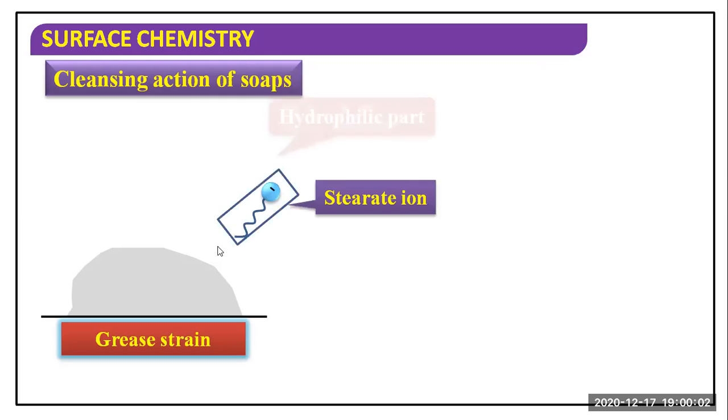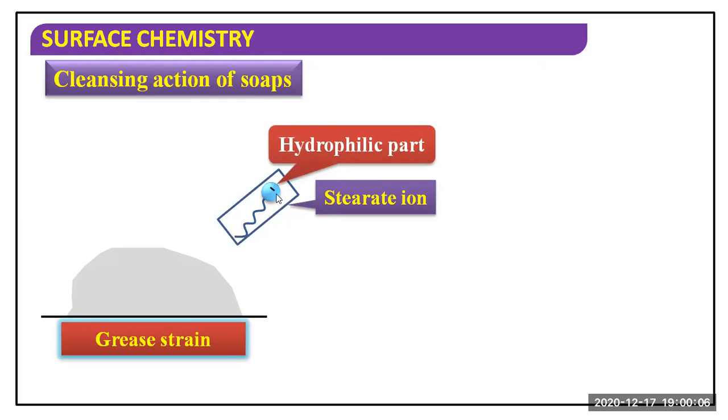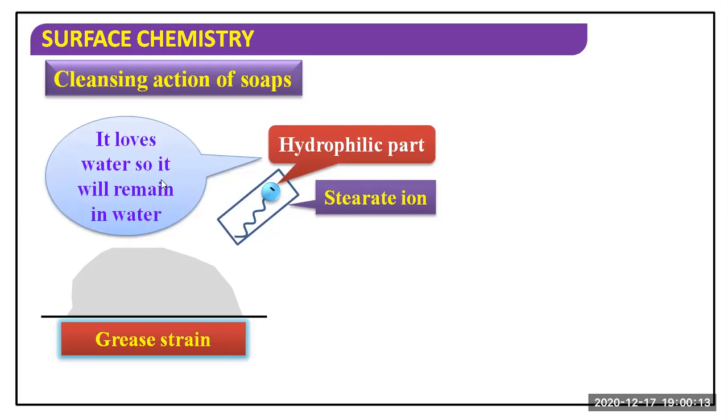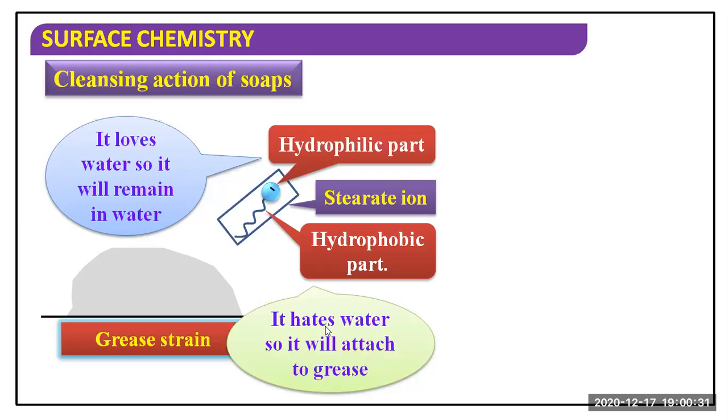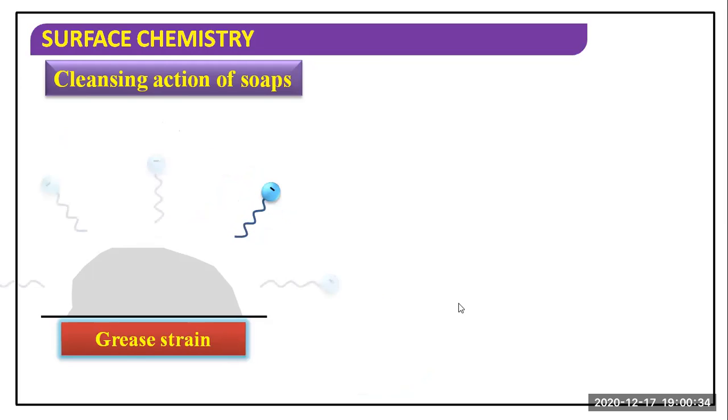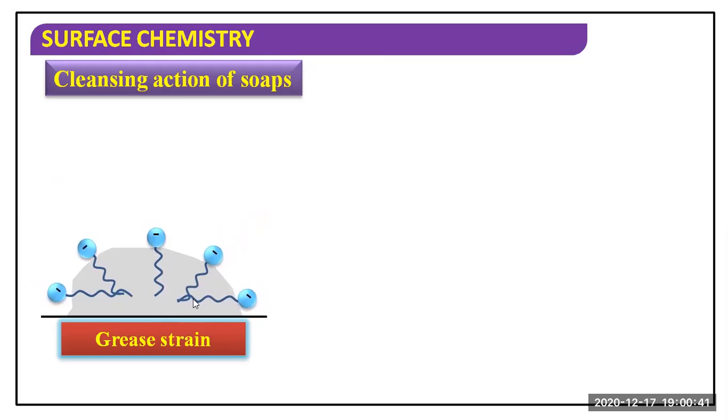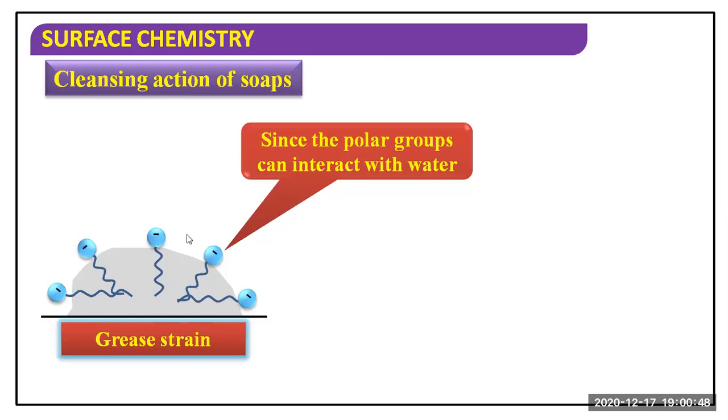So, this is the soap. Hydrophilic part is negative part and this is hydrophobic part. This hydrophilic part loves water, so it will remain in water, and hydrophobic part loves actually dirt particle, or it is water hating particle. Okay, so it hates water, so it will attach to grease, because grease is dirt particle and it's hydrophobic. So the tail will aggregate with the grease and then it will form a heavier particle and it will be removed from the stains.